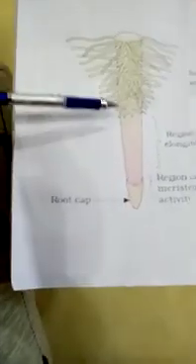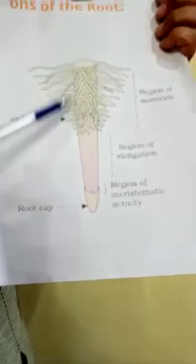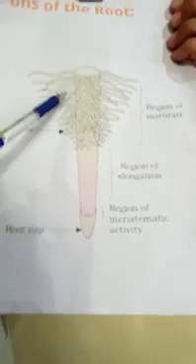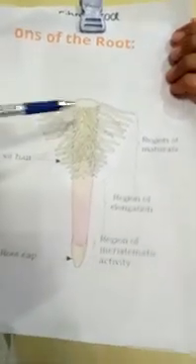Then there is the fourth region, which is called the zone of root hairs. These hair-like structures, or root hairs, arise from the outer cells. These root hairs are mainly unicellular in nature, and maximum absorption of water and minerals takes place from this region. So we can say that this region is mainly used for the absorption of water and minerals.